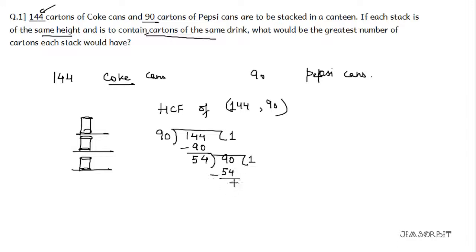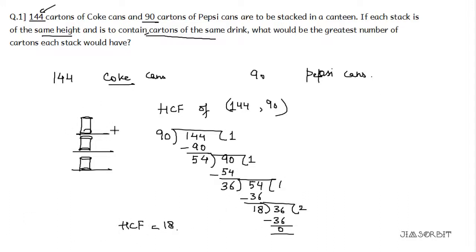This will be 6 and 3. Now 54, 36, 1 times 36, 18, and this is 36. So 18 2 times this. So we have got 18. Now the HCF of this is 18.